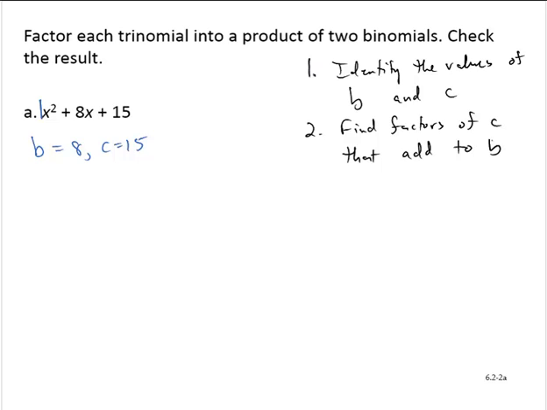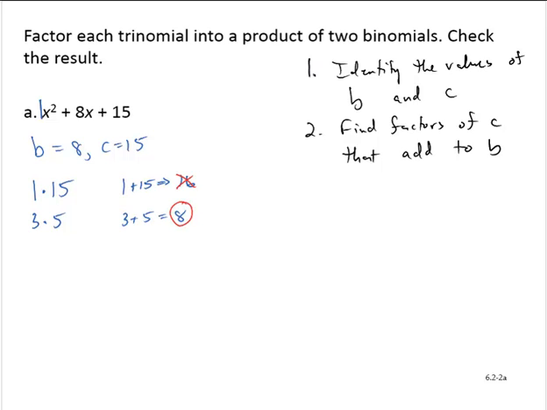So let's list the factors of c. Alright, so c is 15. The factors of 15 are 1 and 15, 3 and 5. Now we also want them to add to b. We want them to add to 8. Notice that 1 plus 15 is 16. Now that's not what we want. And 3 plus 5 is 8, and that is what we want.